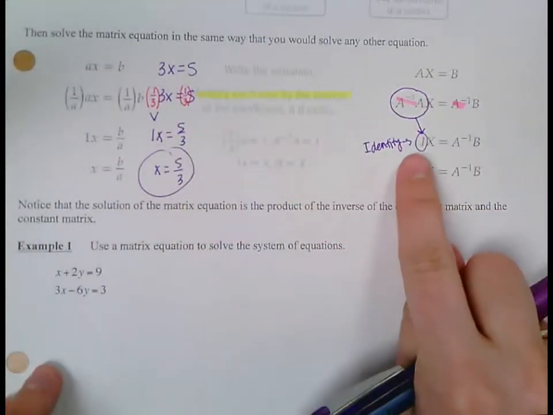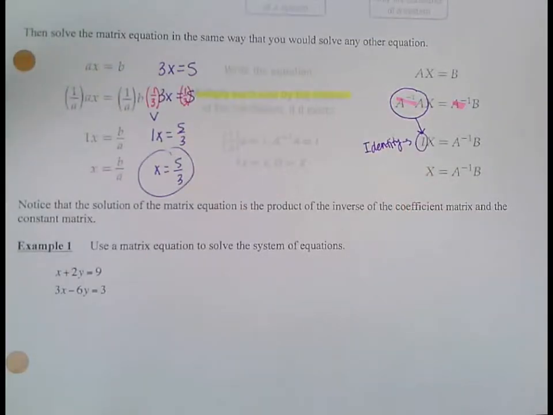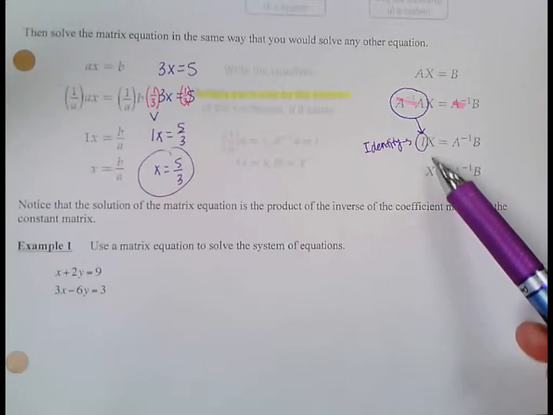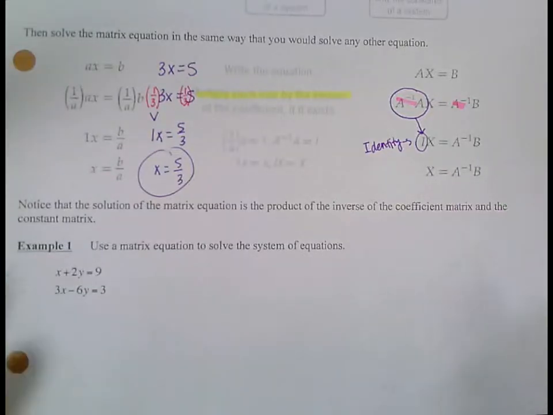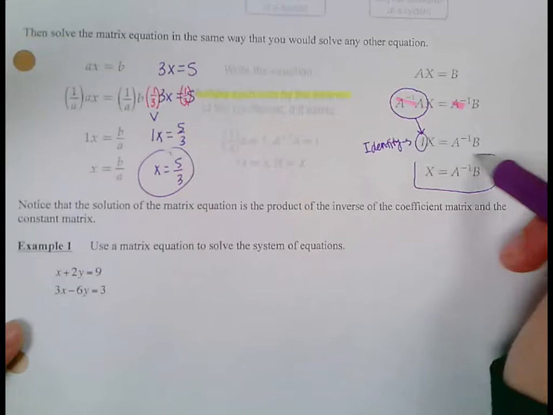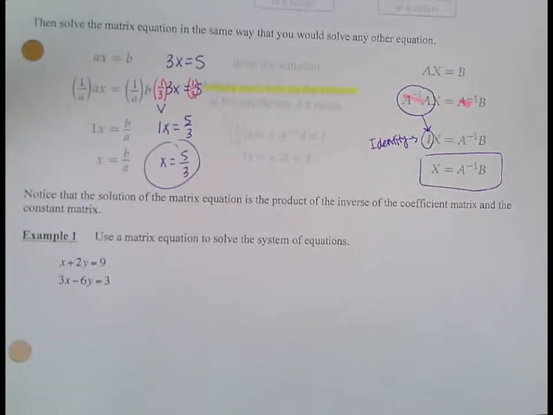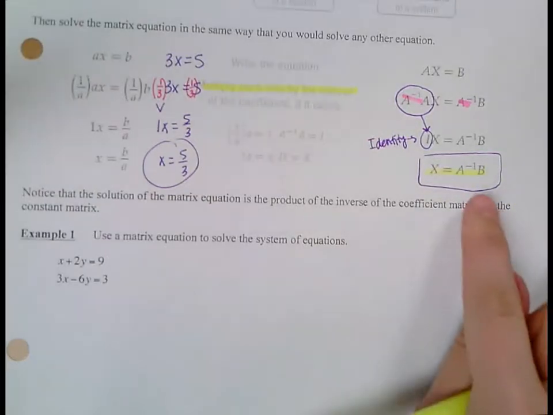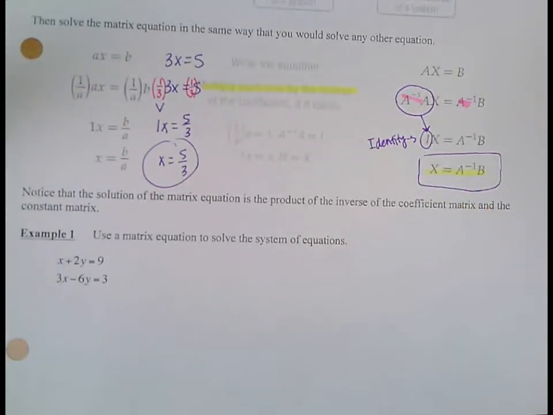Same thing with matrices. The identity matrix is the equivalent of the number 1. So when you multiply the identity times matrix x, it's just equal to x. And then this gives you the solution to that equation. So this is always going to be the form that your solution is in. So it's not just in one case, this is how you do it. In all cases, this is how you do it.